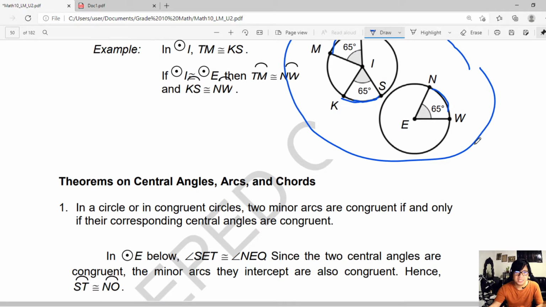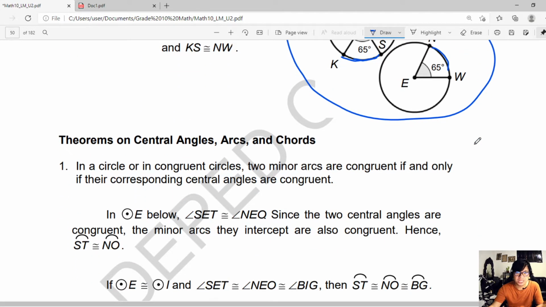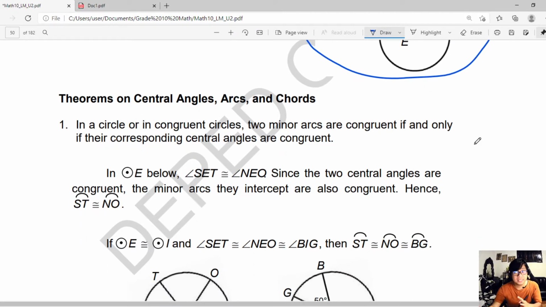Okay, let's proceed now to the theorems of central angles. We will discuss all the theorems, relationships ng arcs sa angle. So, we will only discuss for this video. Wala tayong activity today. I-discuss lang natin lahat ng mga theorems about central angles, arcs, and chords.